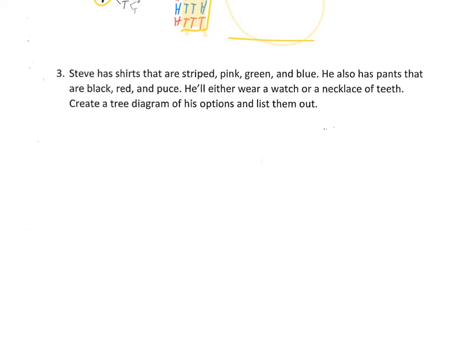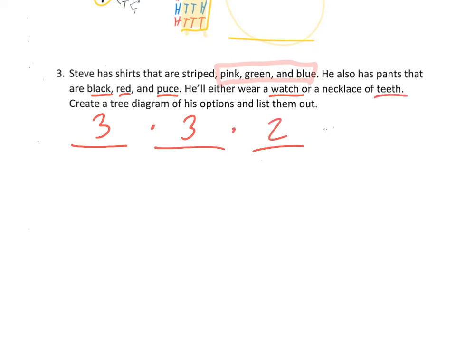First, the only thing I'm going to really help you out on this one, okay? He's got 1, 2, 3 options for his shirts. So, first option is shirts. Second options are pants. Well, he's got black, red, and puce. That's another 3 options. And then for his third thing that he's got, he's either going to have the watch or, well, the teeth. So, 2 options on that one. There should be a total of 18 options.